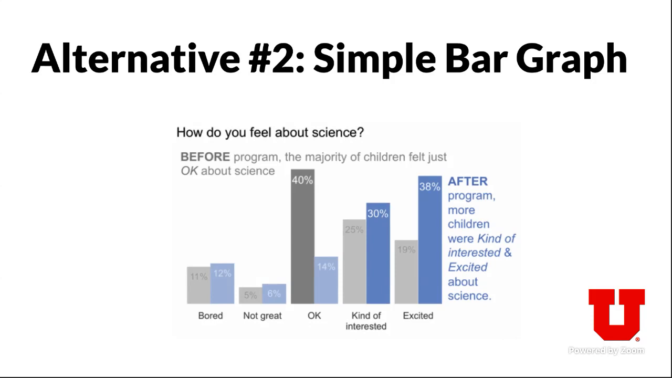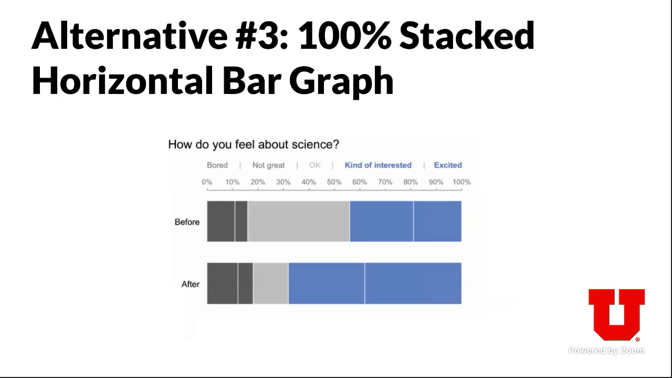So this chart here, I think, is pretty good at communicating this particular data. Here is another alternative, like a stacked bar chart. And notice the grouping here into the three categories: bored, not great, and kind of interest, excited, and neutral, okay. So you can see that the people that have some positive feelings about science increased, while the people that have negative feelings also increased slightly, whereas the middle pack here mostly shrunk.